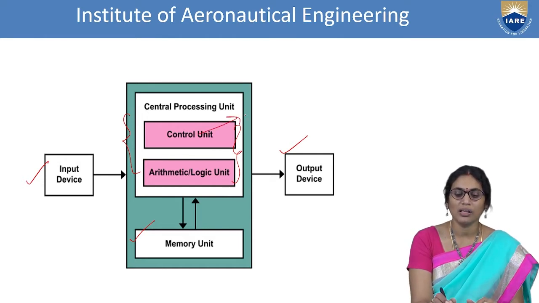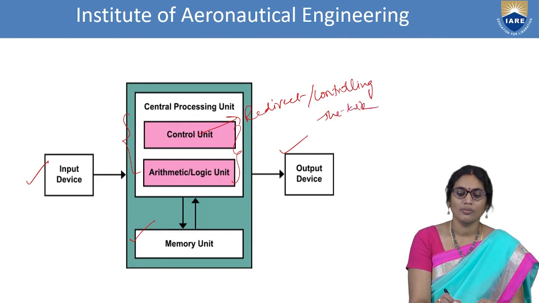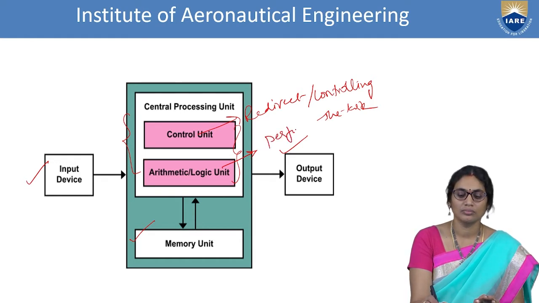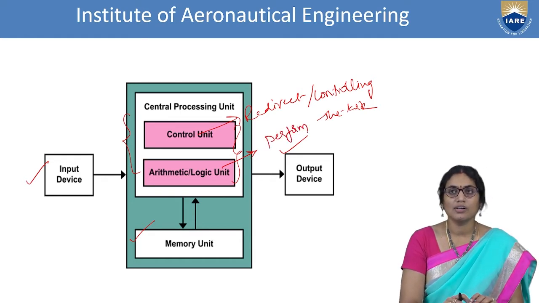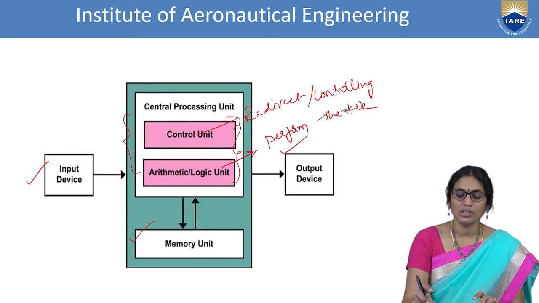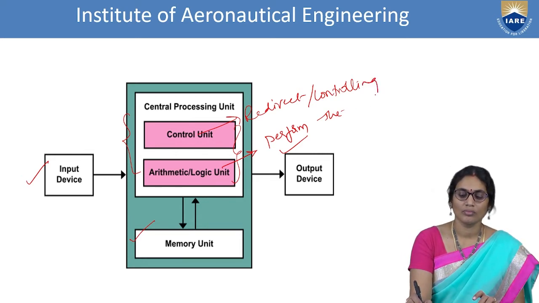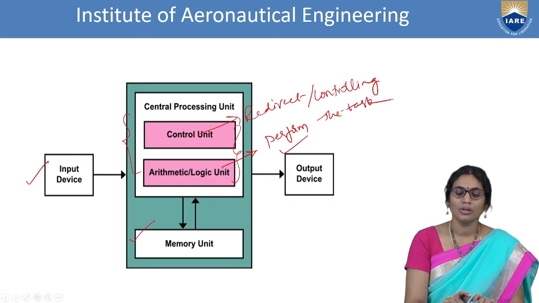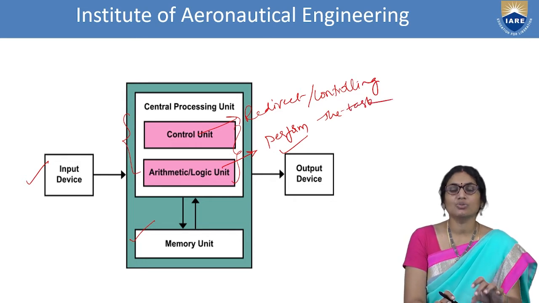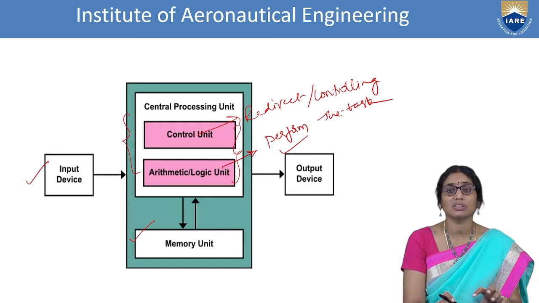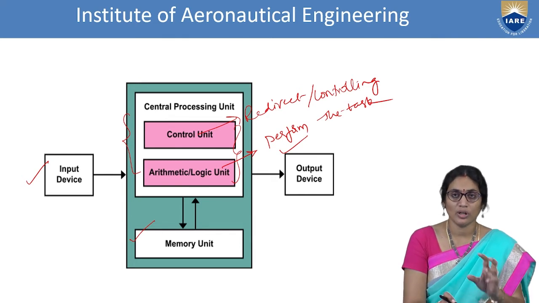So the control unit will be redirecting or controlling the tasks, whereas the arithmetic logic unit is intended to perform the tasks. Why are we treating these two units as special? Because these are the key portions for handling and processing the information in the CPU.